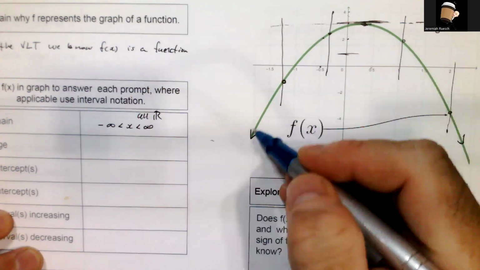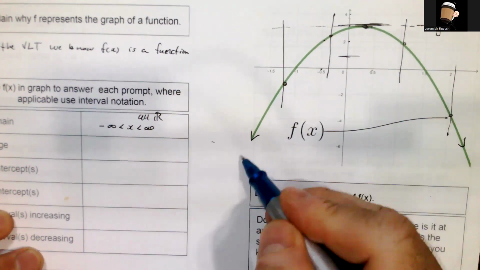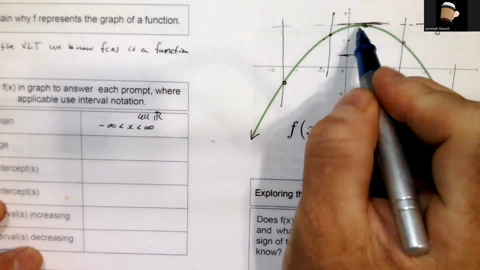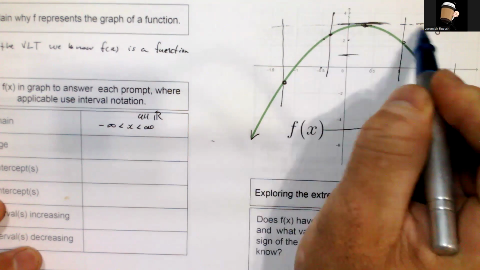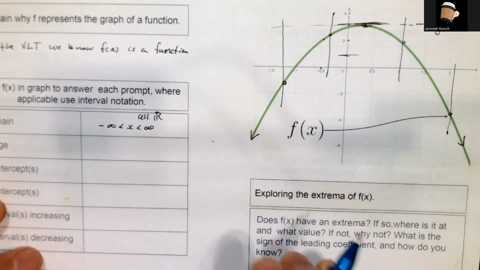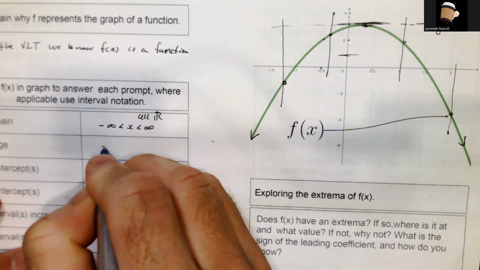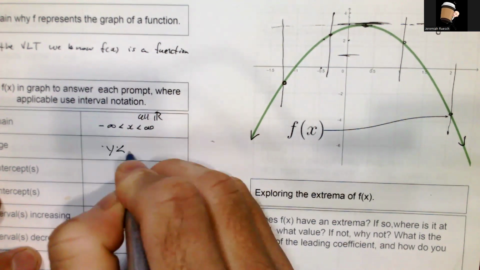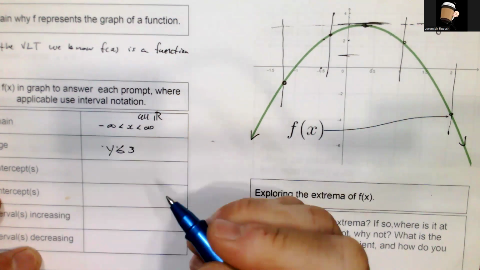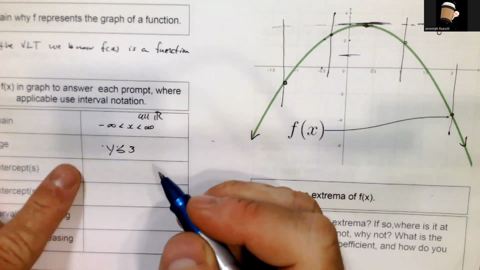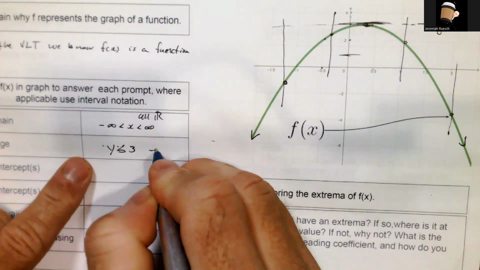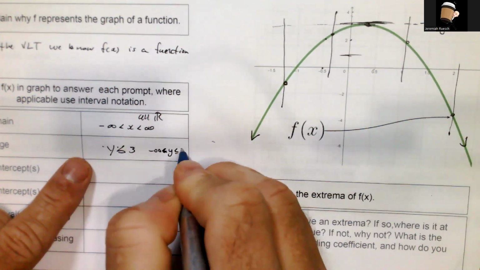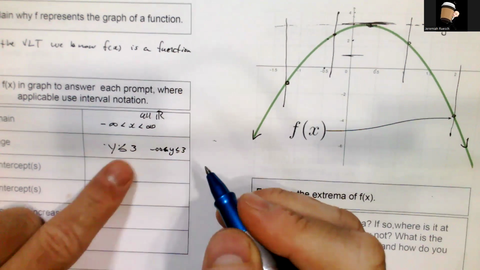And then the smallest y value, well, again, these are going off to negative infinity. So any value down here is going to be in the range, but the values greater than y equals 3 are not in the range. So the range is everything for y less than or equal to positive 3. You can also say that it's from negative infinity to y less than or equal to 3. Both of these are okay.